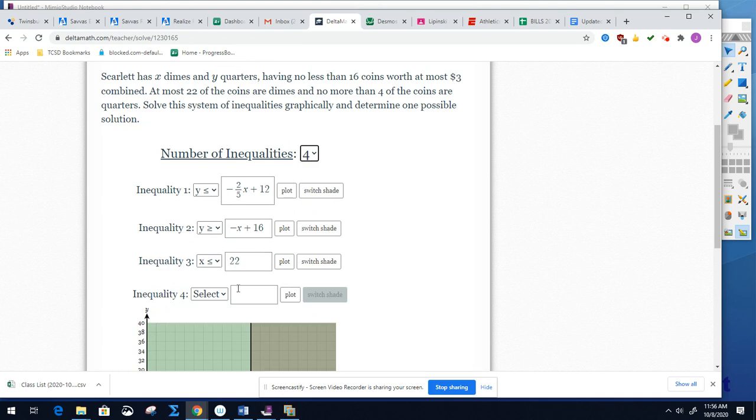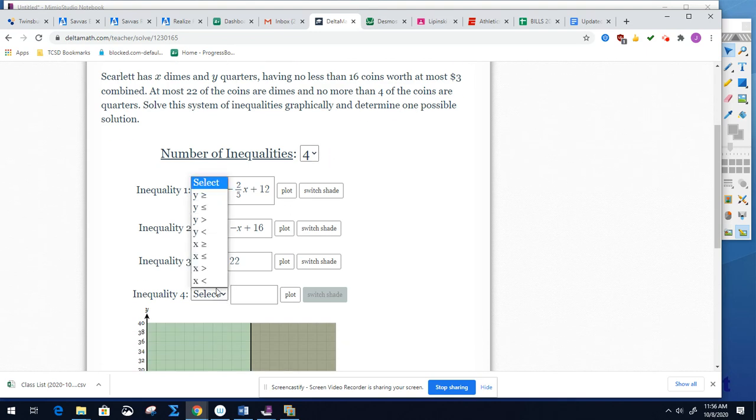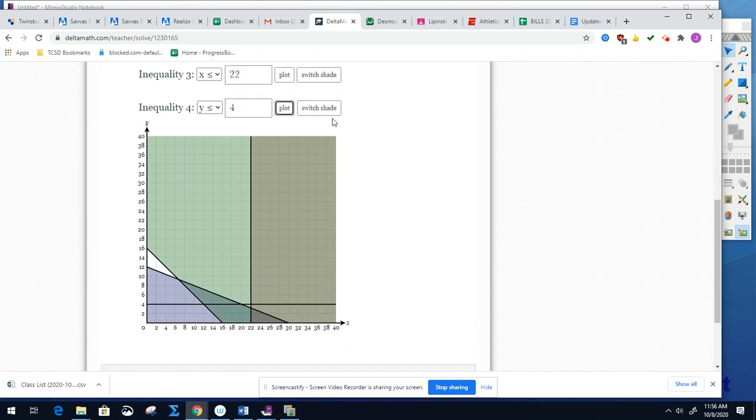There's my fourth line. So I had to add a fourth line because I had the quarters as well, and it said no more than 4 of the coins are quarters. So that would be y is less than or equal to 4. Again, you plot that, that's going to give me a horizontal line, and I need to shade everything below that. So it gets kind of messy as you plot these, but right here is my possible answer.